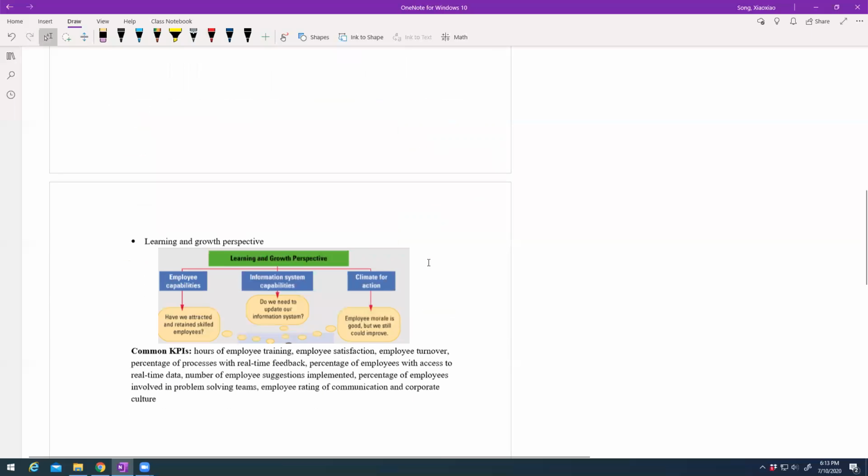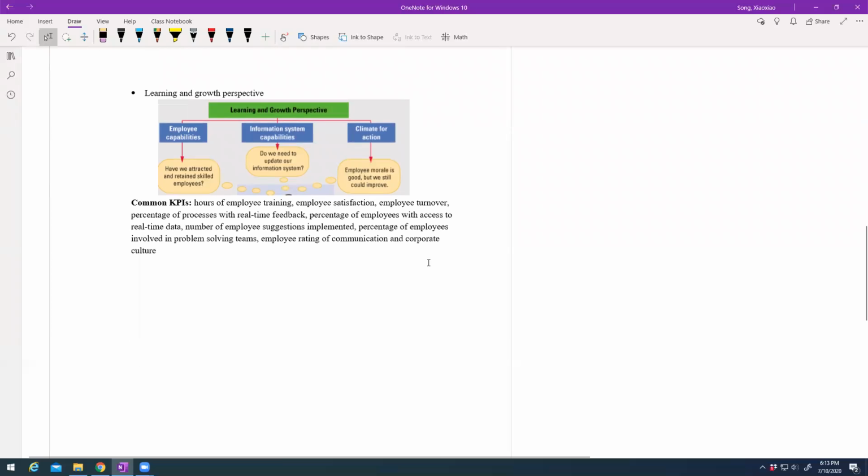And lastly is related to your employees. We call it learning and growth. You also have three parts, but I personally think the first two are important. The first one is your employee capability.